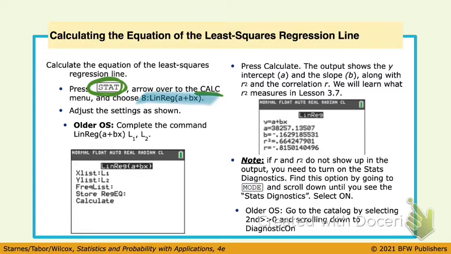For those of you who have a little bit of an older calculator, you are probably just seeing LinReg a plus bx on your calculator screen. So you're going to want to put an L1. To do that, you're going to hit second and the number 1. Then you're going to put a comma, which is the button right above the 7. And then you're going to want to put an L2, which is second and the number 2.